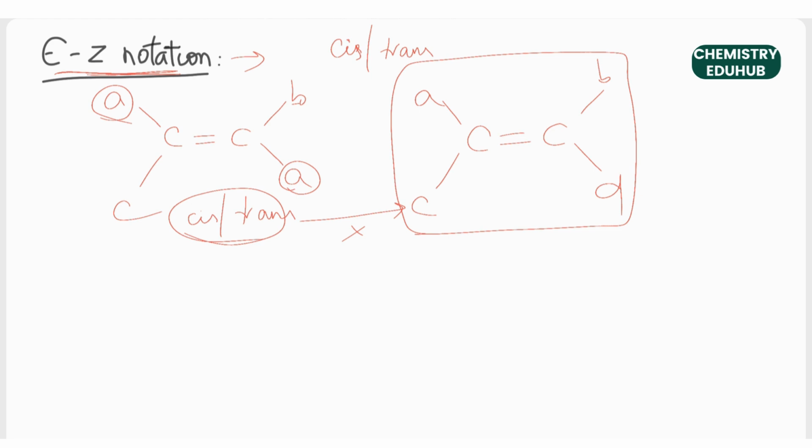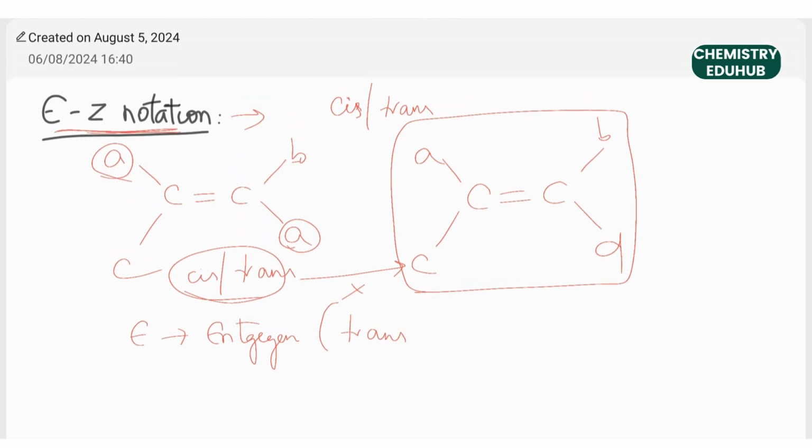So E indicates Entgegen, which is similar to our trans, and Z indicates Zusammen, which is similar to our cis. So cis is the same as Z, trans is the same as E.